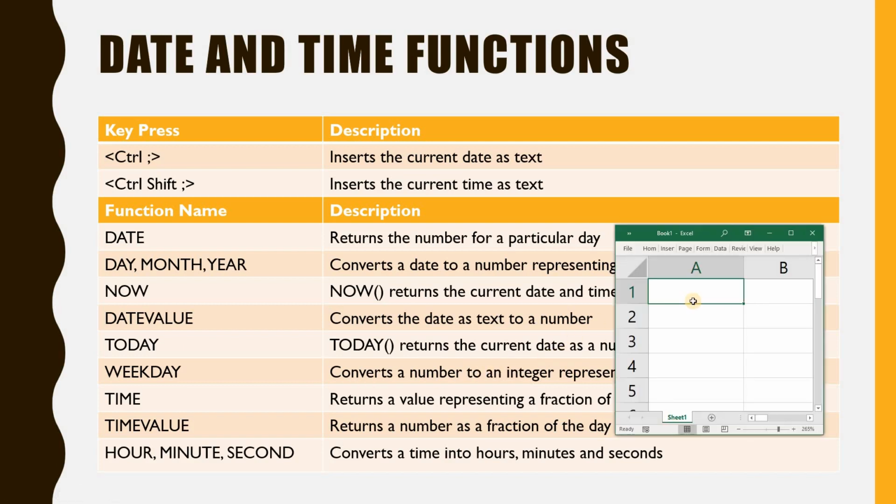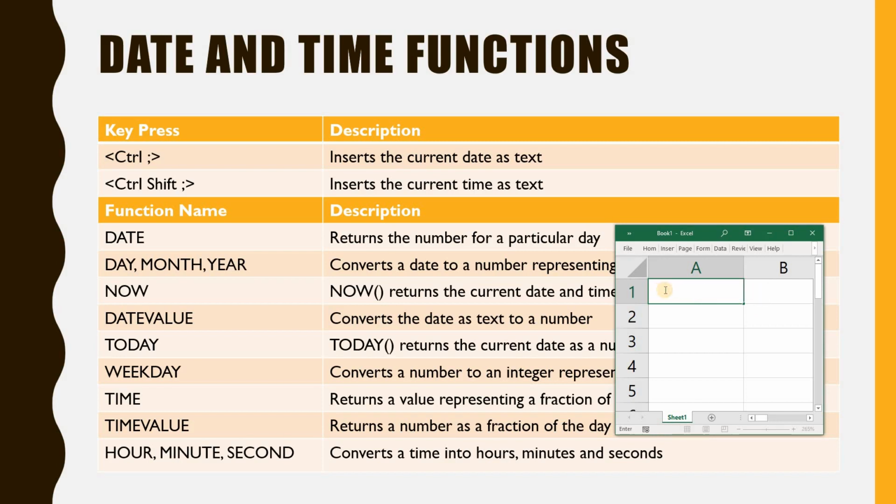Let's look at a few. The date function, so that's equals date, open brackets. Let's say I'm going to pick 92 for the year, comma 4 for the month, comma 13 for the day. This is going to return the number for a particular day, which gives me 33,707, which is actually the number of days from the 1st of January 1900 to the 13th of April 1992. Let's look at that again. The 13th of April 1992.